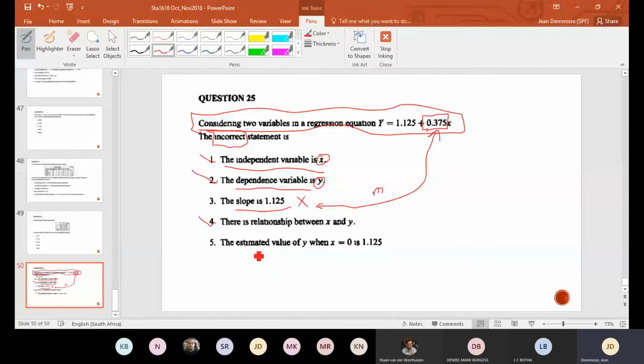Then to work out the estimated value of y when x is 0. So when x is 0, that is 0. So basically y will be equal to 1.125, which is what they tell us. So that one is also correct. So the incorrect one for this one was option 3. Okay, so that was basically the only one that was different to the previous paper, the May-June one, in the October-November one. So we basically have covered this paper as well.